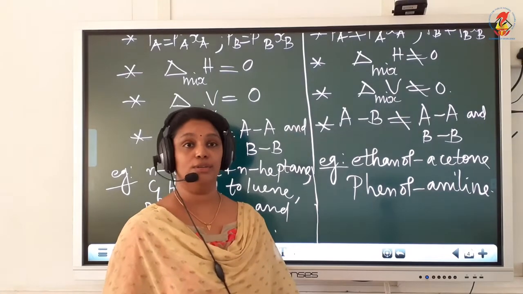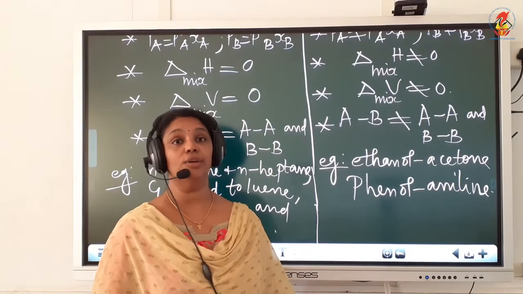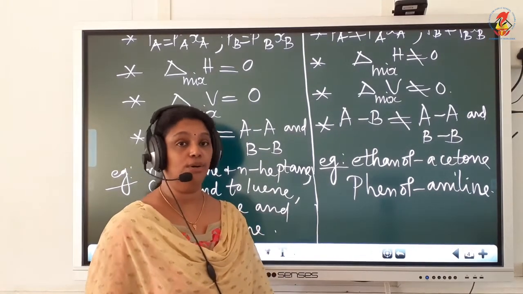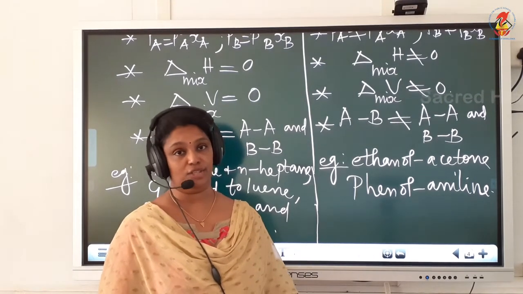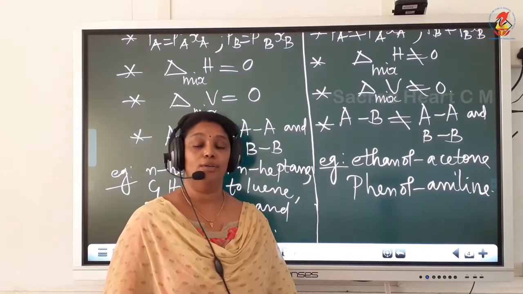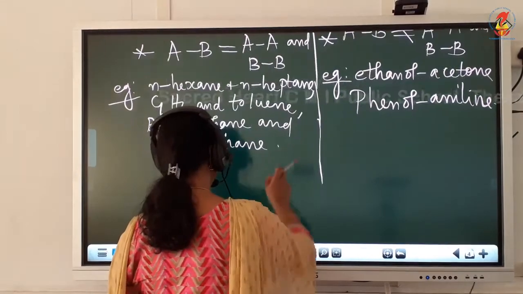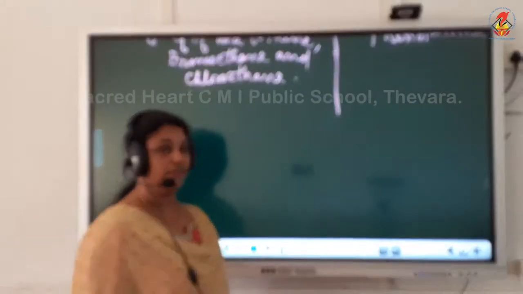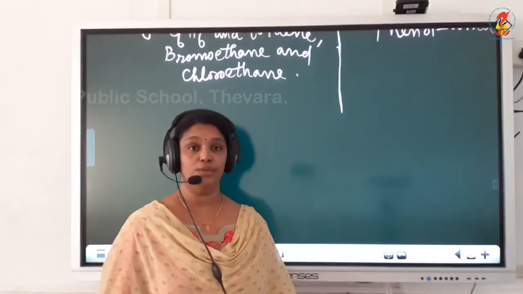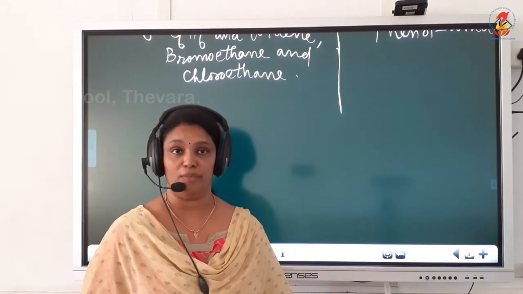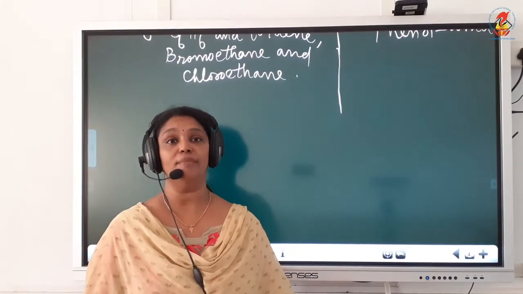They do not obey Raoult's law over the entire range of concentration. Their delta H of mixing is not equal to 0, delta V mixing is not equal to 0, and AB interactions are not equal to AA and BB interactions. Now let's see more about non-ideal solutions. We can classify non-ideal solutions into two types: non-ideal solutions showing positive deviation from Raoult's law, and non-ideal solutions showing negative deviation from Raoult's law.